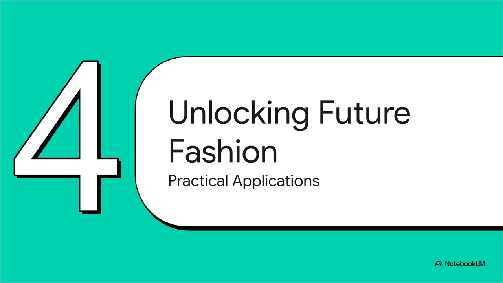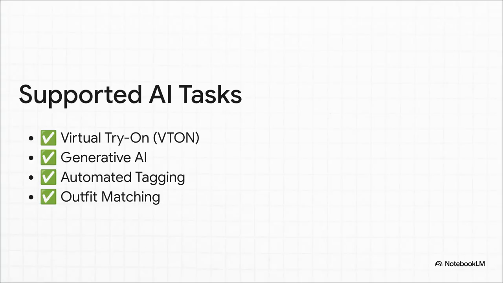Okay, so we have this perfect, clean dataset. That's awesome for the AI, but what does it actually mean for us? This is where it gets really, really exciting. Because this clean data is basically unlocking the future of fashion tech. And the possibilities are just incredible. With this kind of data, AI can finally do these complex tasks reliably. We're talking about virtual try-on, or VTON, that actually works. We're talking about generative AI that can dream up totally new clothing designs. And huge improvements for e-commerce like automated product tagging and way smarter outfit recommendations.